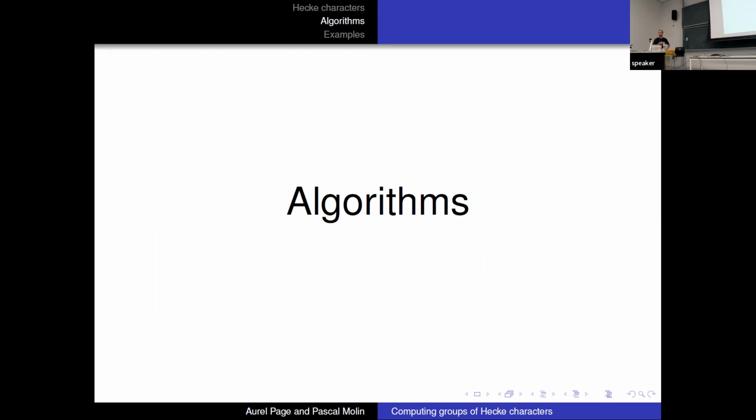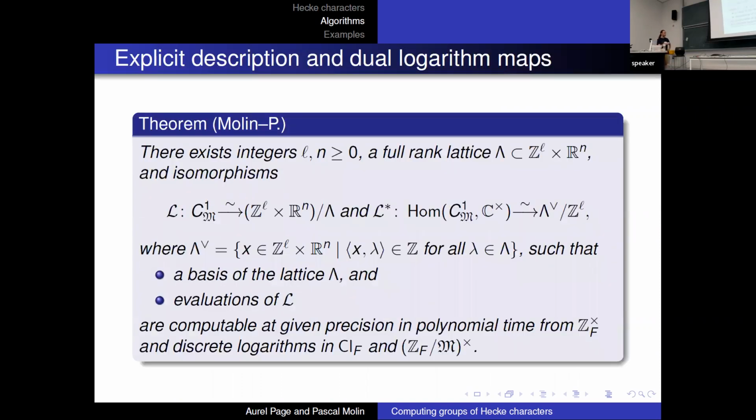So first, I told you that the main group that we would like to compute is the group of characters of this quotient with fixed modulus, because that's a situation where we get finitely generated abelian groups. So we can talk about an actual finite basis of this group, and we may want to compute that. So the way we do this is in the following form. For a fixed modulus, there is a set of two dual logarithm maps of the following form.